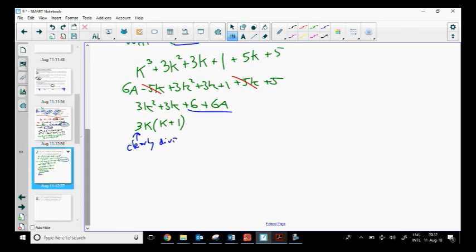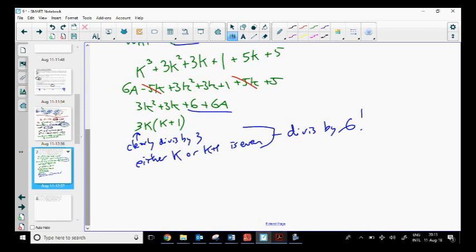This is clearly divisible by 3. Is it divisible by 2, though? Well, yes, because either k or k plus 1 is even. One of them has to be an even number and one of them has to be an odd number, because k is an integer. So that means that 3 times k times (k plus 1) is divisible by 2. It's also obviously divisible by 3, which means that this is divisible by 6. And this is obviously divisible by 6. So we've got it. The whole thing is divisible by 6.